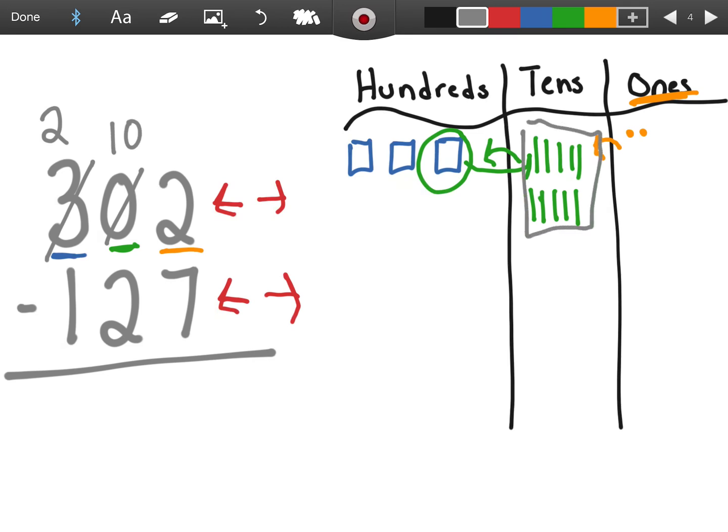Now what we have to do is start in the ones place again, because this time we can call up the tens and borrow 10, and we are able to then subtract. So I'm going to go ahead and draw that into here.